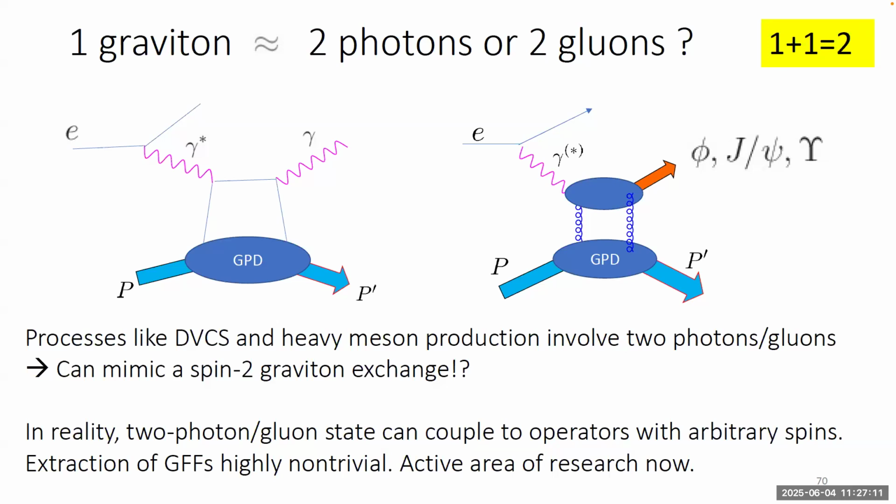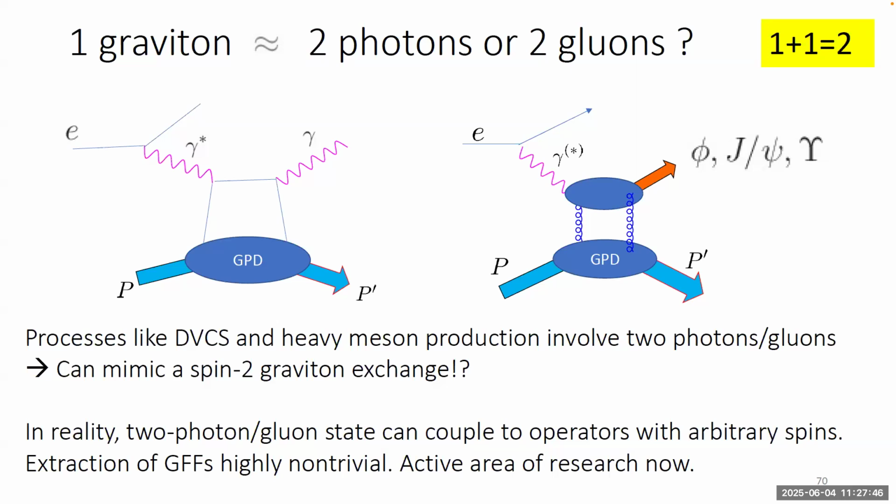So the question is, how can you isolate the spin-2 part of that? That's the energy momentum tensor. There are infinitely many operators contributing, but you want to keep the contribution from one operator, the energy momentum tensor, and that's a challenge. I'm not going to give you a review of that, but this is a very active area of research now, and it will be interesting because you can measure these processes at JLab and the Electron-Ion collider.